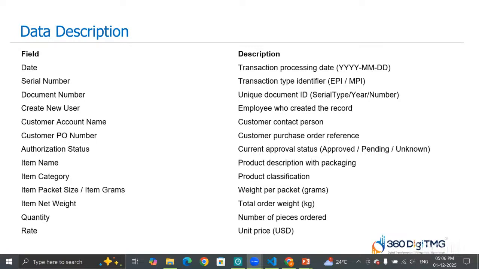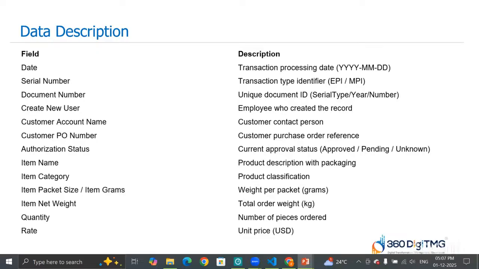Item category, that is chips, chocolate, popcorn, whichever it is. And then item packet size per gram, the weight per packet. Then item net weight, total kg ordered. Quantity, that is the number of units ordered. Rate, price per unit. So these fields help the machine learning system learn the patterns: which customers frequently get approvals, which items have strict compliance, which packet sizes cause delays, and how quantity and weight influence authorization. All this information can be analyzed with the help of the data.